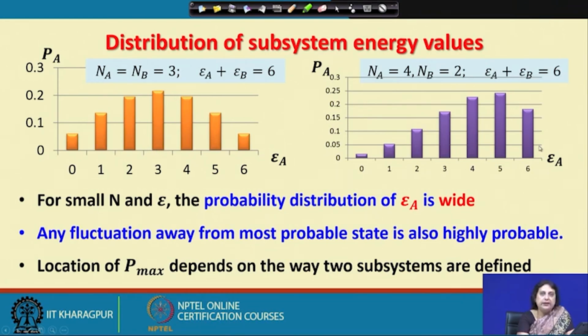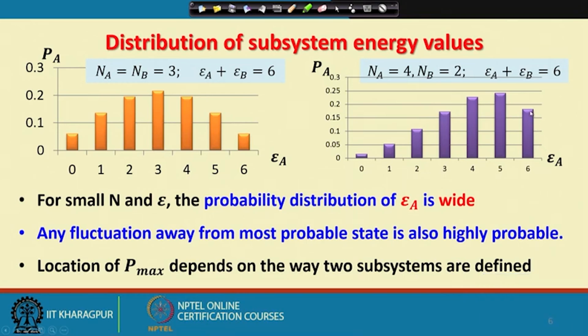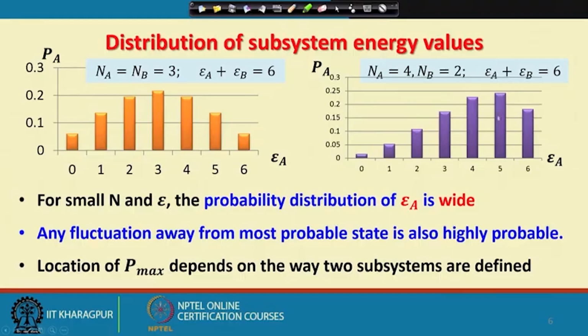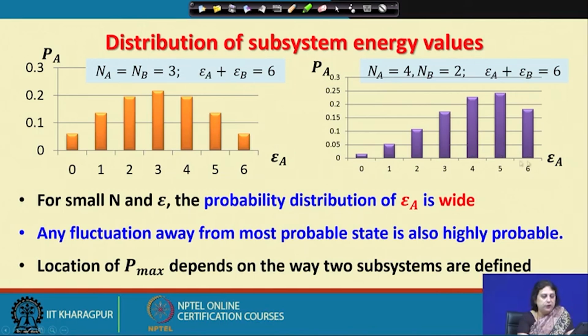Now, even when I have an asymmetric system, I see that here the maximum is closer to 0.25. But the nearby states like epsilon A equal to 4 or 6 or even epsilon A equal to 2, they have a substantial probability.